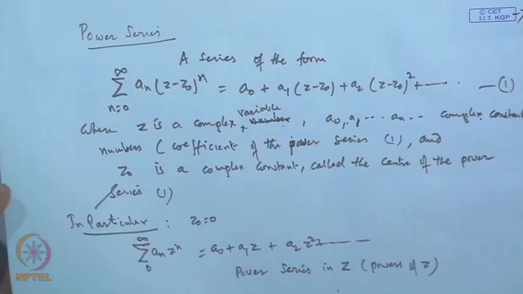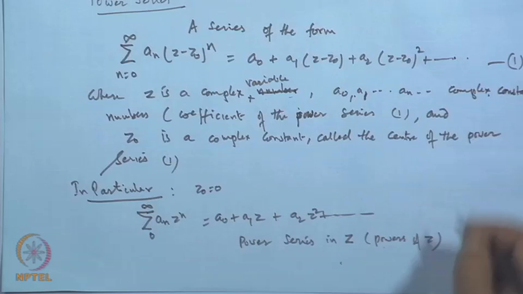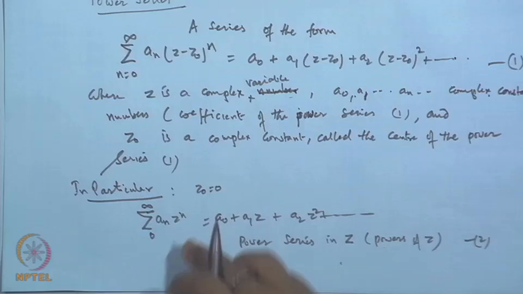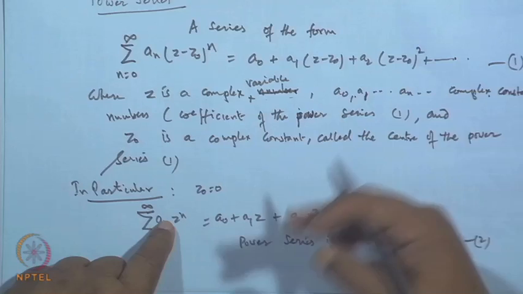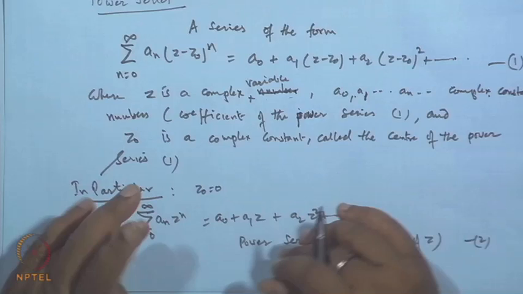Now, again, when we look at this power series, either 1 or 2, since z is a variable, when you give a particular value to z, it gives one series of complex numbers, that is all. So, that series may converge or may diverge also. It depends on the z; point to point the series will converge or diverge like that.